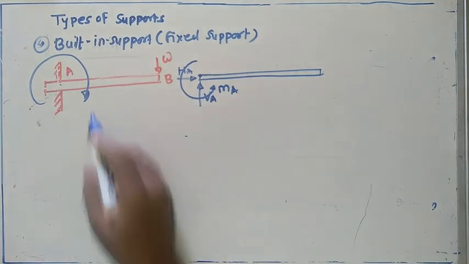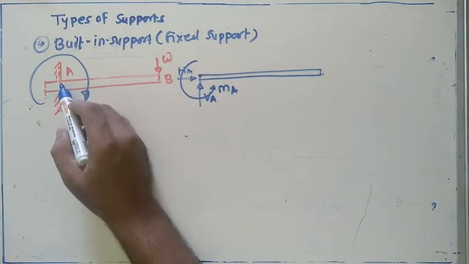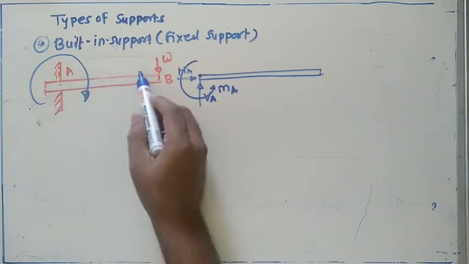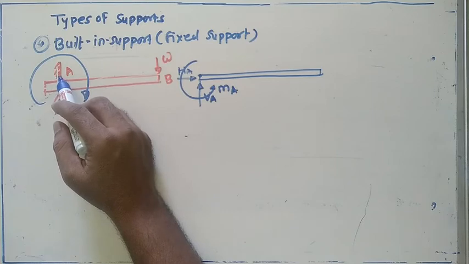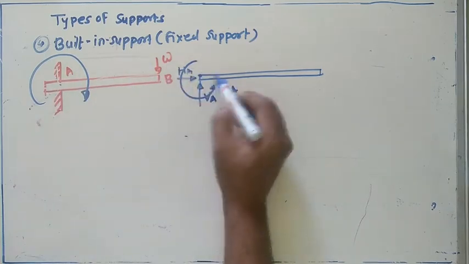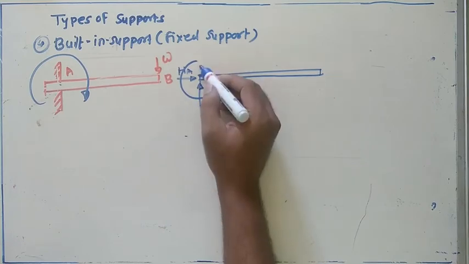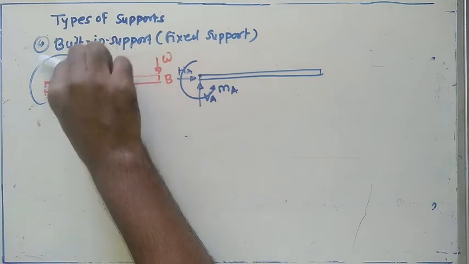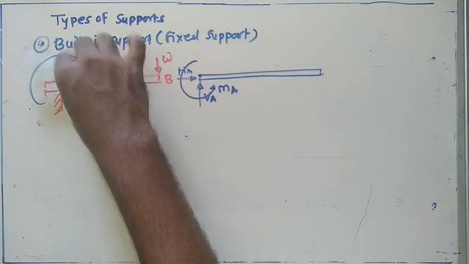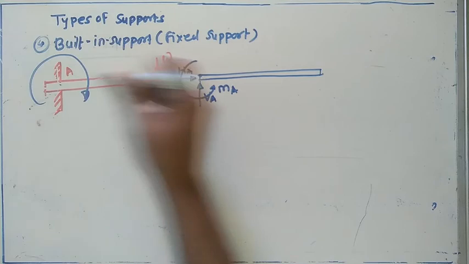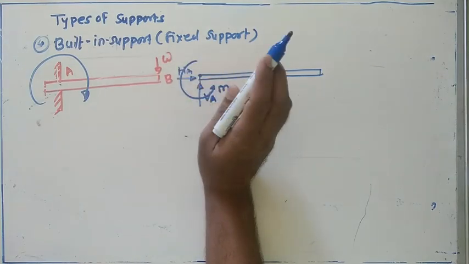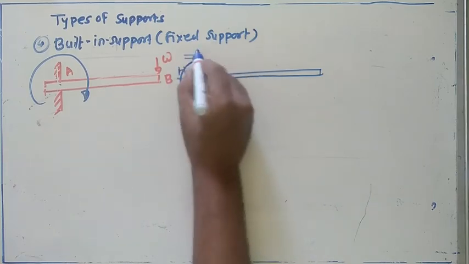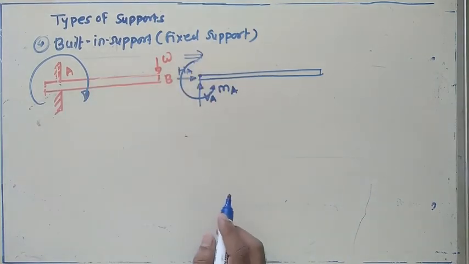Now if the end A of the beam AB is fixed in a concrete wall as shown in this figure, it will restrict the motion of the beam in horizontal direction and in vertical direction. Also it will restrict the rotational motion. Hence the two reactions and one reaction couple are exerted. This is the free body diagram for this particular support. I hope that the types of the supports are clear to you.